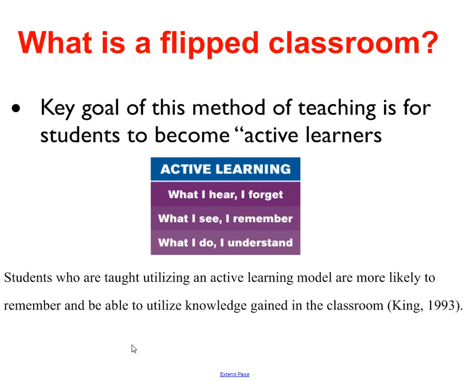So, what exactly is a flipped classroom? One of the key goals of a flipped classroom is to turn students from passive learners into active learners. We want students to do things so that they understand them. There's much research that states that students who are learning in an active learning model are more likely to remember and be able to utilize the knowledge gained in the classroom.